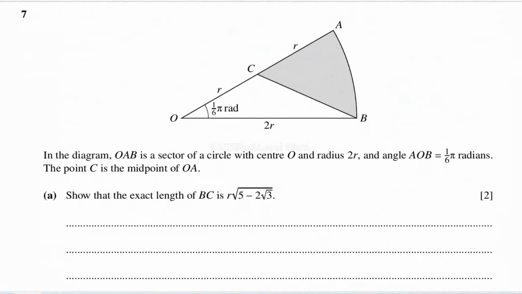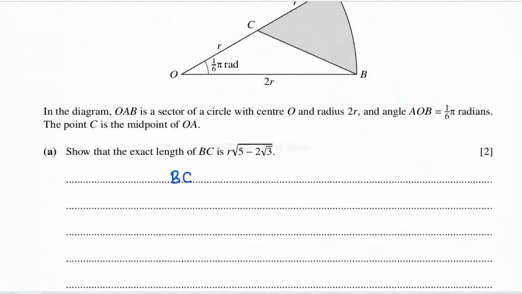So we need to find the length of BC, and OC is given as r and OB is given as 2r, and the angle is also given. So in the triangle OBC, we know two sides and we know one angle, and we need to calculate the other side of the triangle. So we will use the cosine formula.